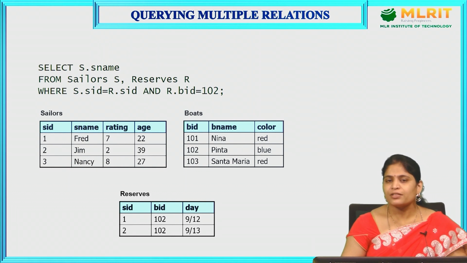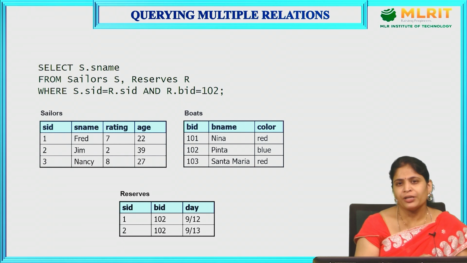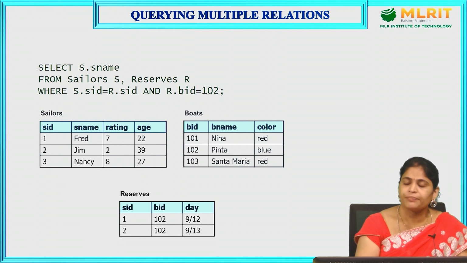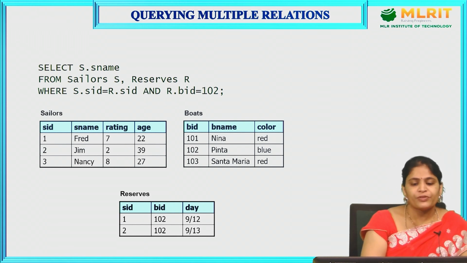Till now we have discussed how to write simple queries, right? How to ask a question to the database. Now if I want to combine or retrieve data from multiple tables at a time, then how can I write a query? Let us discuss this with an example.